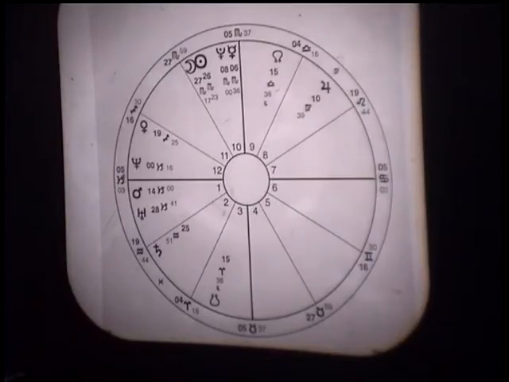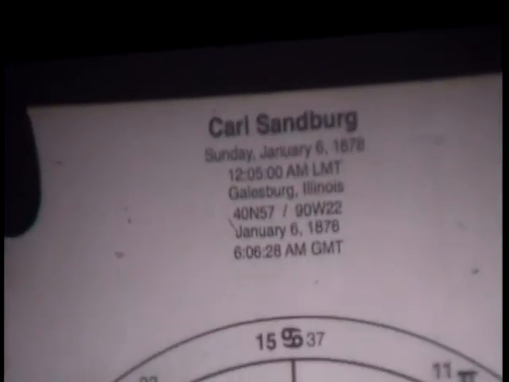All right. Another one that you have to, this is the last horoscope we have. This is the horoscope of Carl Sandburg. I didn't put the horoscope up there. Everybody knows who Carl Sandburg is, I hope.